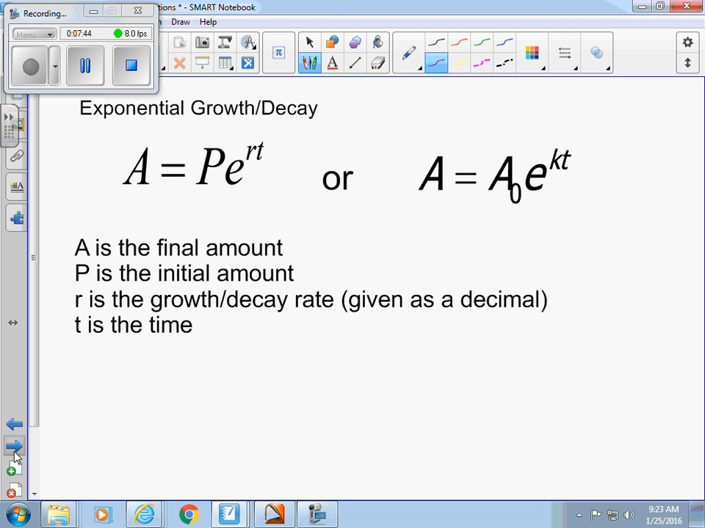Did y'all know that? T is the time, and most of the time it's in years, but it could be in another unit. So if it's money, it's always in years, but we'll talk about that later. Every now and again, a textbook will use the PERT formula for money. It's not very realistic. The PERT formula is used for bacteria and continuously compounded growth. But sometimes textbooks will do it anyway.